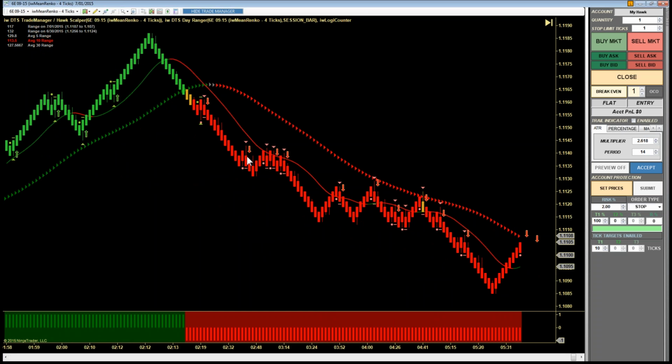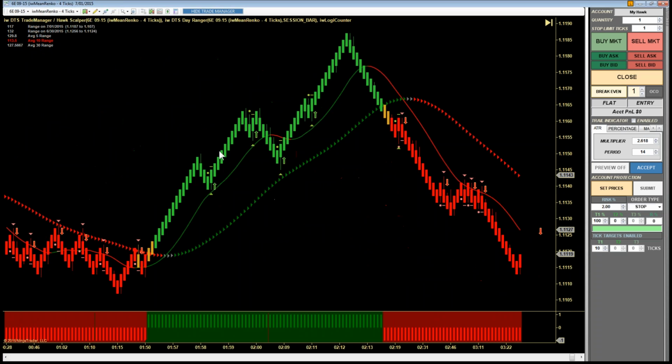Good first micro macro cross right here. Another good first micro macro cross right here. Again, very high probability signals, right? Signals that I'll take almost without exception.